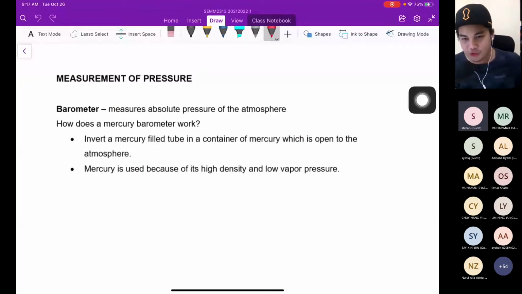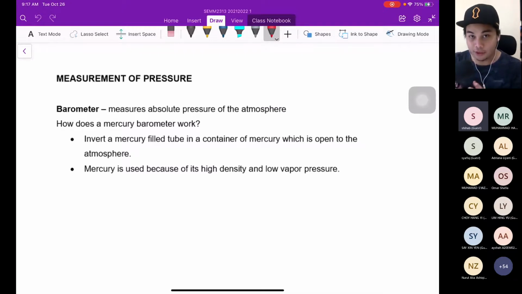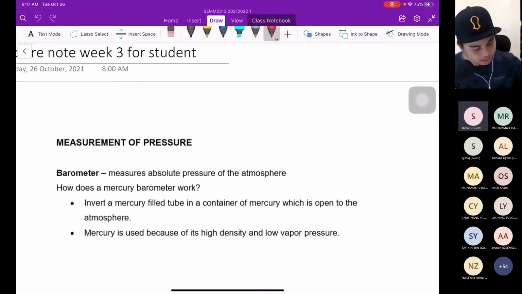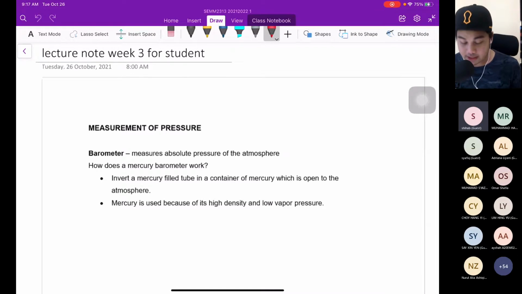Okay, so let's continue our next lesson, which is measurement of pressure. In the last lecture, we learned about the parameters of pressure, which are gauge pressure and absolute pressure. Then we learned about hydrostatics and how to derive the pressure variation, delta P equals negative rho g delta z. So now we proceed to the measurement of pressure.